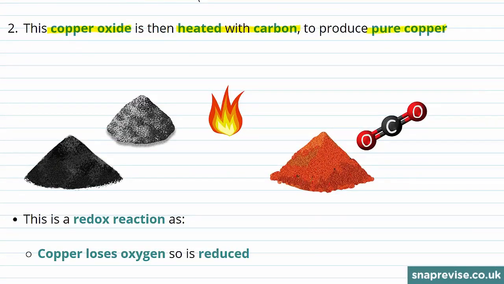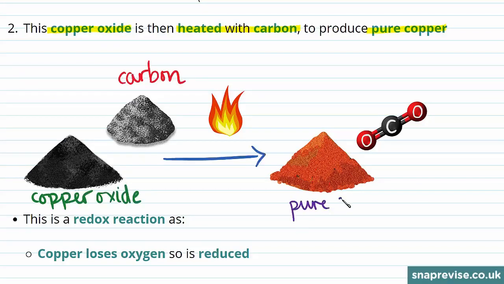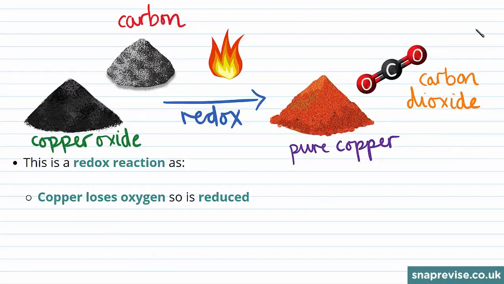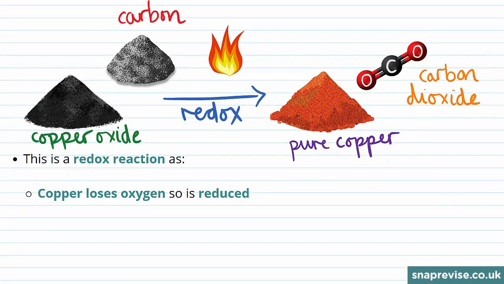So on our left-hand side, reactant side, we have our copper oxide and our carbon, and we heat these together in order to form our pure copper and also the product of the oxidation of carbon, carbon dioxide. As in all reactions in which a metal oxide forms a metal after being heated with carbon, this is a redox reaction, where redox means that reduction and oxidation reactions are happening simultaneously. Specifically here, our copper goes from copper oxide to pure copper, losing oxygen and therefore being reduced.